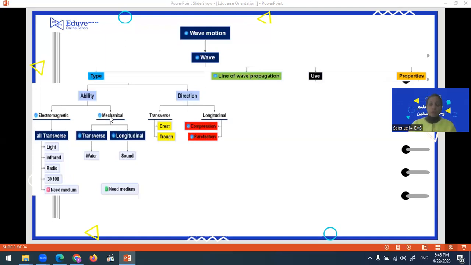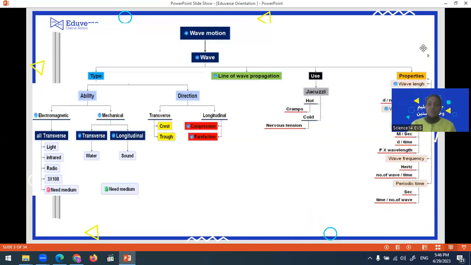So what about the longitudinal? Here, the medium particles vibrate parallel, all at the same time, with the line of wave propagation. And here we will have compressions, rarefactions, compressions, rarefactions, compressions. Compressions are areas with very high density and pressure, but the rarefactions are areas with very low density and low pressure. Now we can differentiate between the types of waves according to the direction of the particles relative to the line of wave propagation.